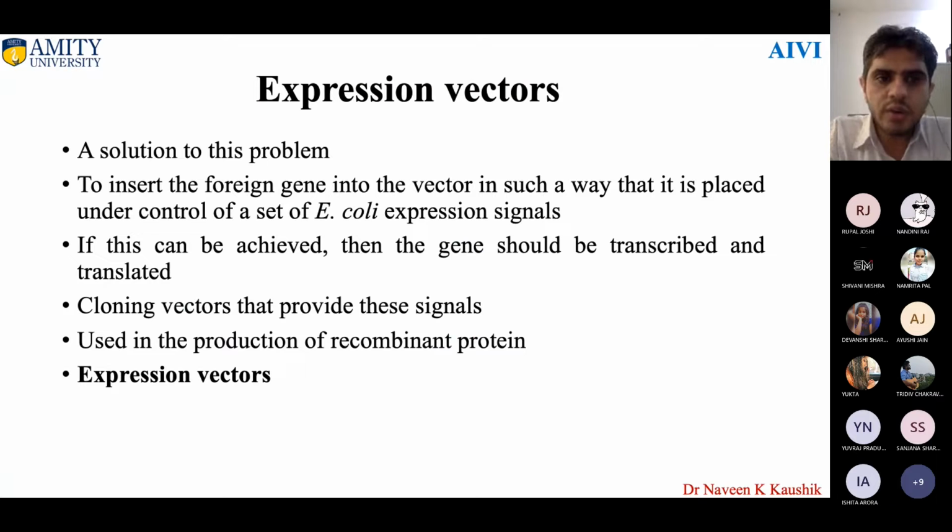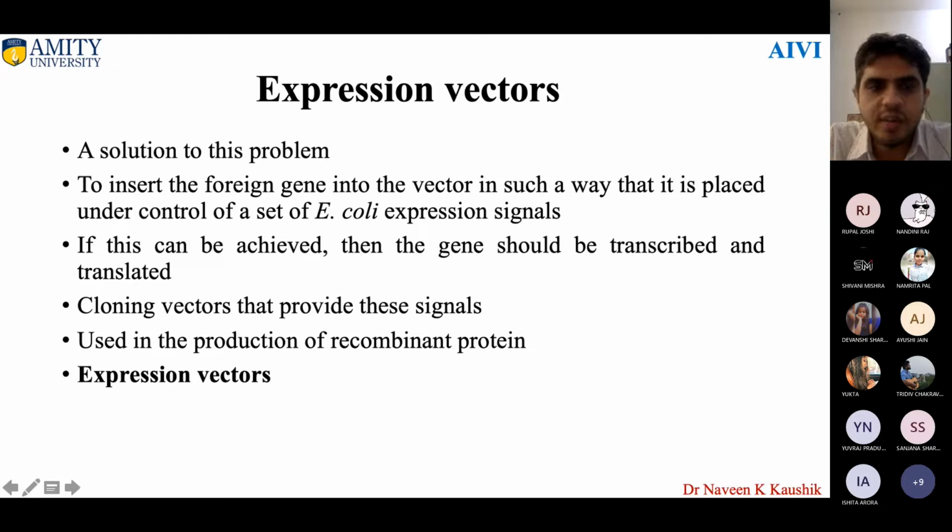So how are we solving it? We are solving it by inserting the foreign gene into the vector in such a way that it is placed under the control of a set of E. coli expression signals. So in your vector, we are introducing E. coli expression signals also, and we are cloning your gene downstream to this expression system. If you are cloning downstream to these signals, then your vector will serve as an expression vector, and your gene is going to be expressed also. So it can be achieved.